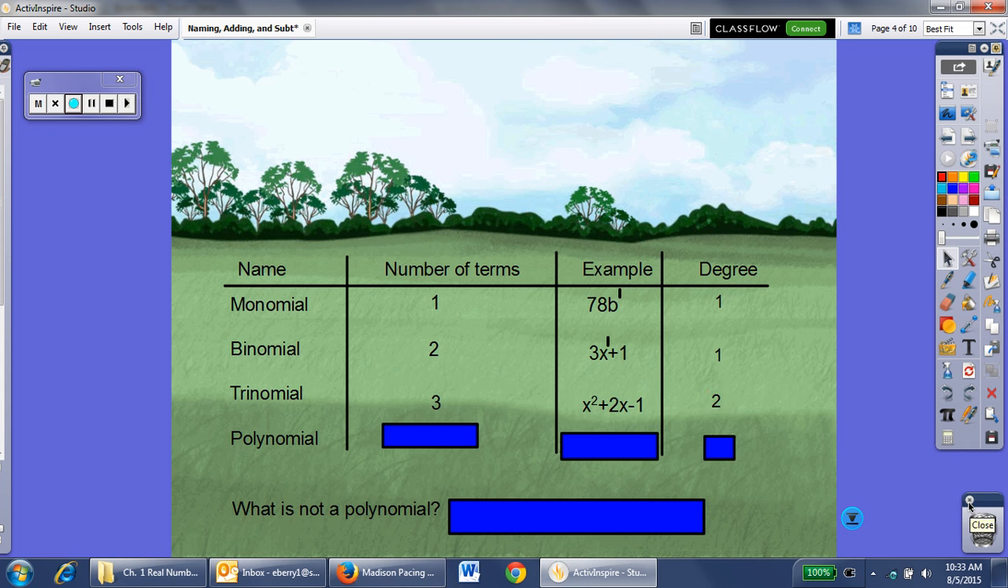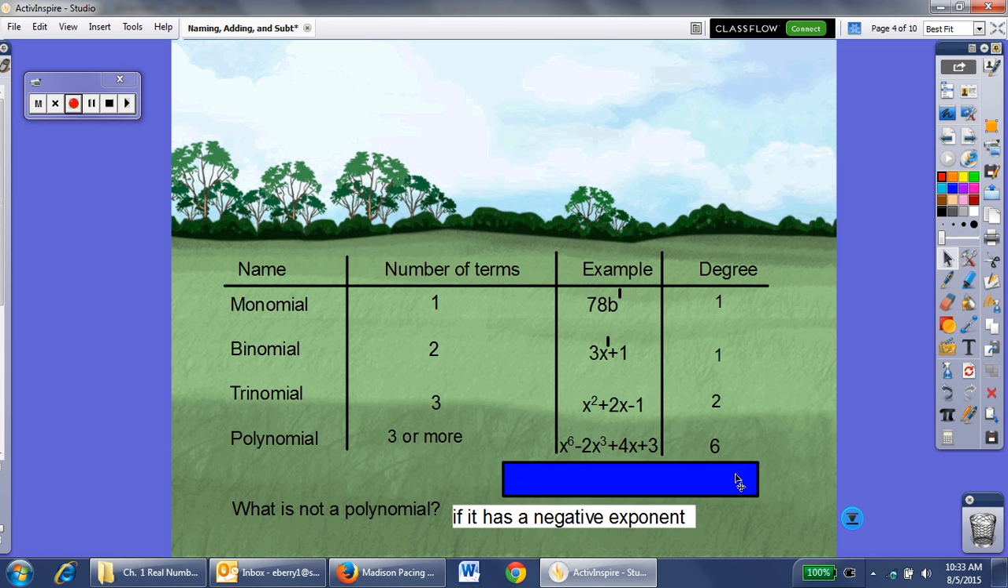And lastly, a polynomial means 3 or more terms. So an example could be x to the 6th minus 2x to the 3rd plus 4x plus 3. So here there are 1, 2, 3, 4 terms, all separated with plus or minus signs. The degree, so we need to look at the variable with the highest exponent. In this case, it's 6. So the degree is 6. What is not a polynomial? It can't be a polynomial if it has a negative exponent.